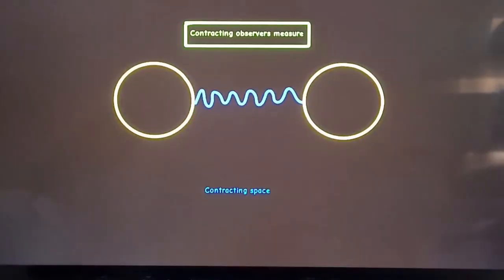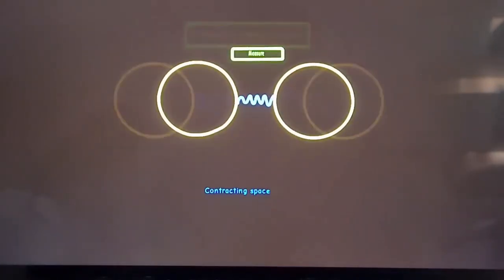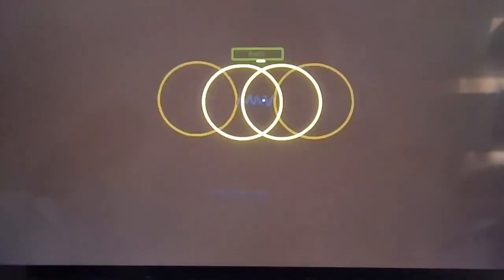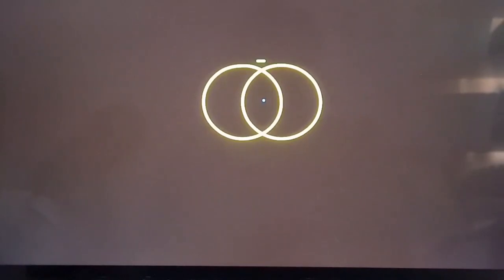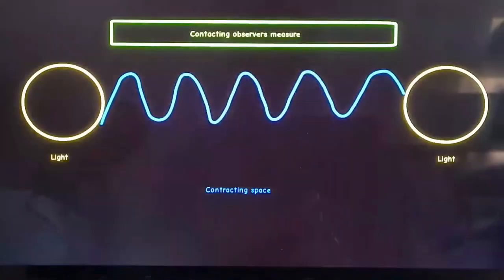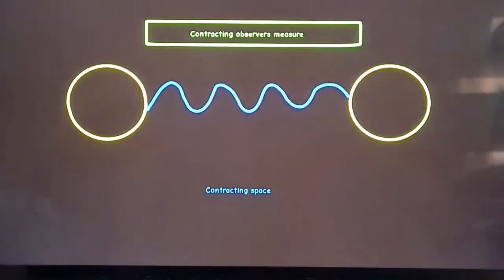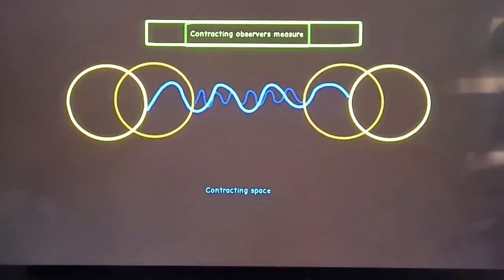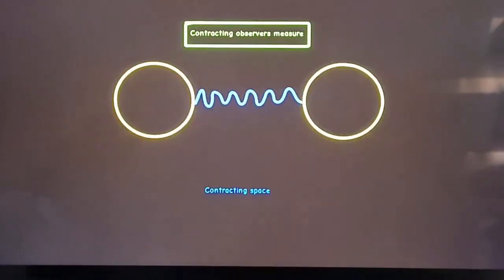The green box at the top represents a contracting measure, so we wouldn't basically have any idea that the universe is contracting. The blue waveform is contracting space, and the yellow circles are light. Light doesn't actually contract.